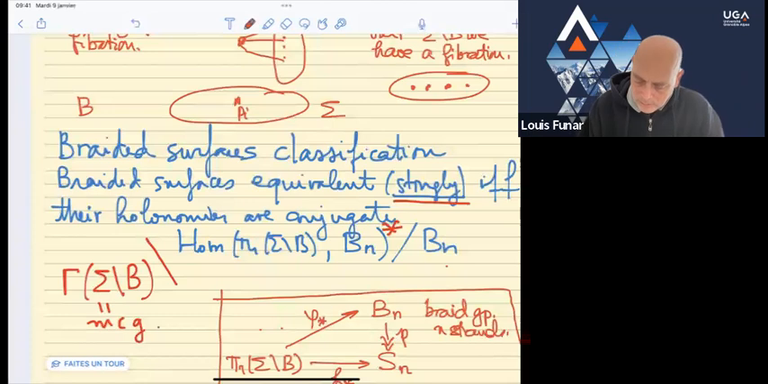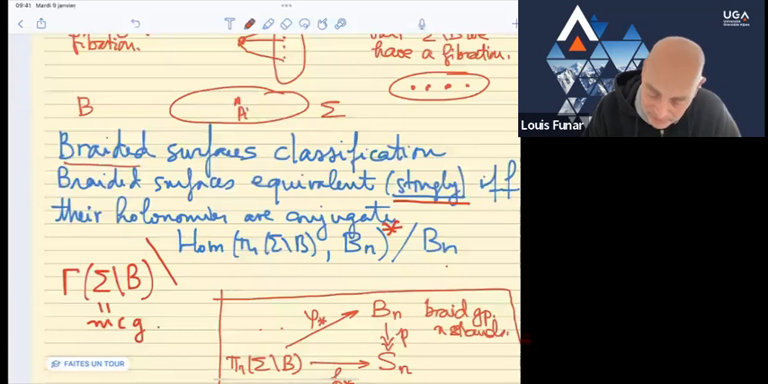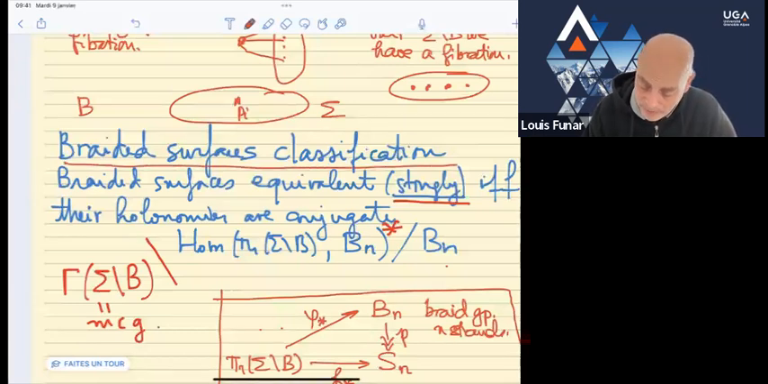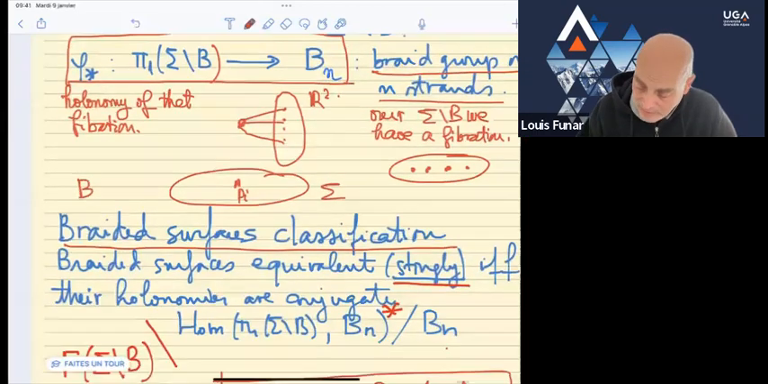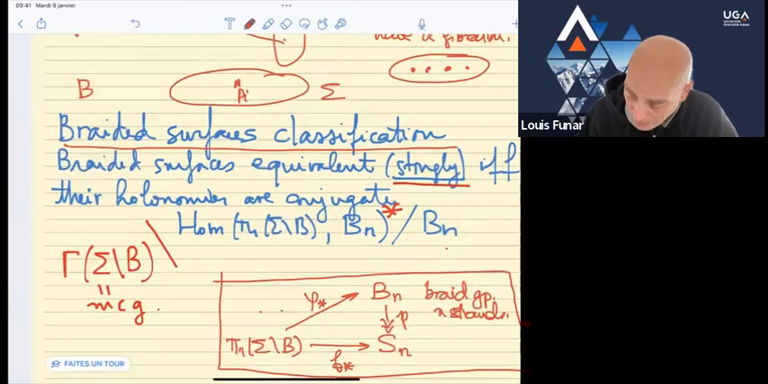And what has been done already by Carter and Kamada, and so on, in the case of this, can be automatically and easily extended to the general case of surfaces, namely braided surface classification is an algebraic one and is given simply by the holonomies, by this invariant I defined here, phi star, which is a homomorphism into Bn. Of course, we have to take care of several things.